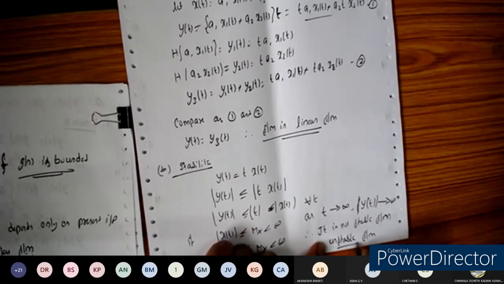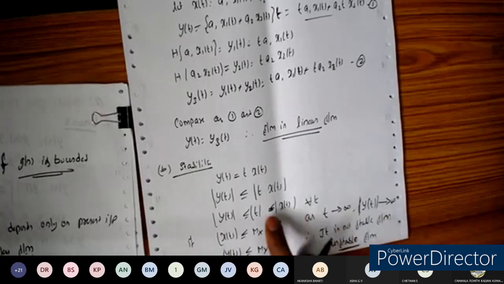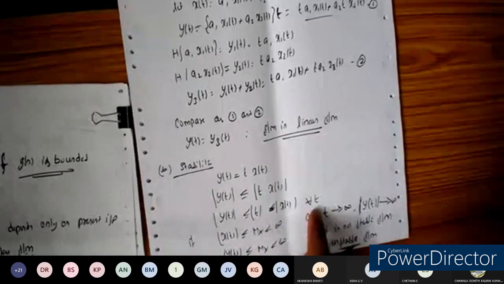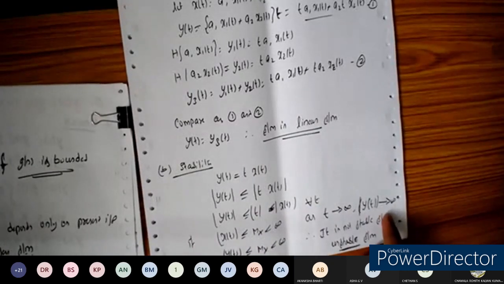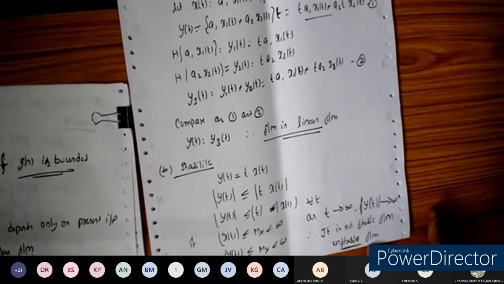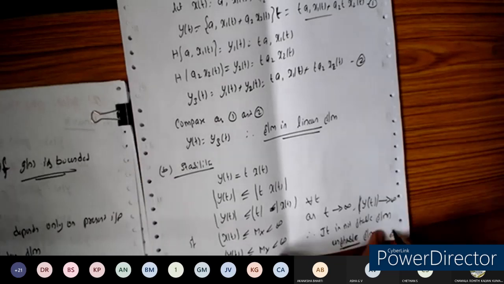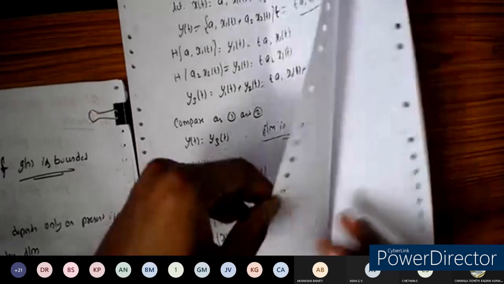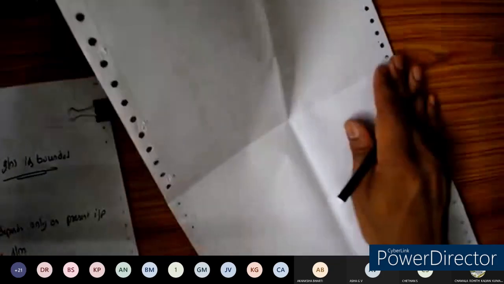Because of the t here, if t tends to infinity, this also becomes equal to infinity. That's why it's not a stable system. Done. So this is the unstable system. Done, everyone. So we got the property.